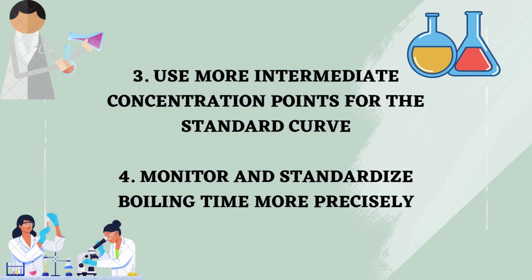Next is to monitor and standardize boiling time more precisely. Using a timer to ensure that each test tube is boiled for exactly the same duration could improve consistency in color development. Any variation in heating time might affect the intensity of the color product and lead to inconsistent absorbance readings.